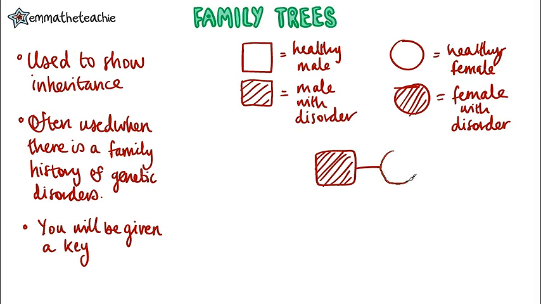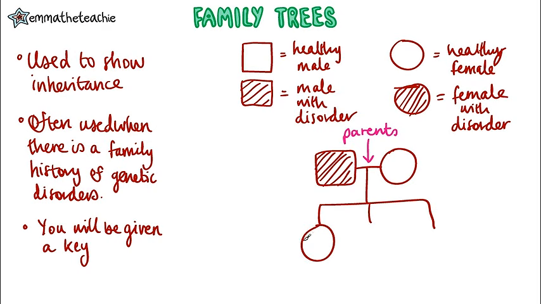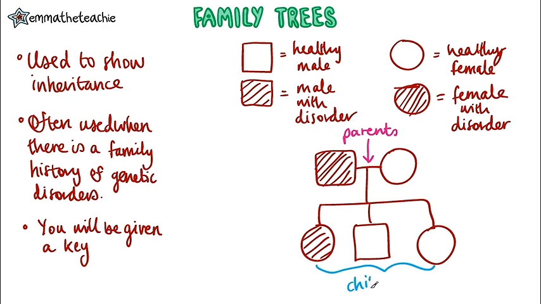Okay, so here we've got a man and a woman. When they're joined by a horizontal line, this means that they are parents. A vertical line with branching other symbols means that they've got children. So we can see these parents have 3 children. If they're adult children, they may have a partner of their own and form parents together.